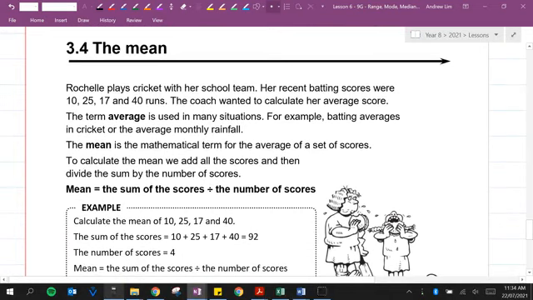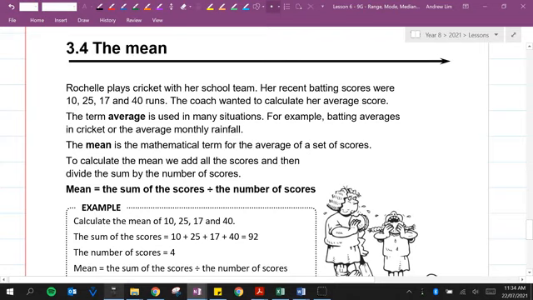Rochelle plays cricket with her school team. Her recent batting scores were 10, 25, 17, and 40 runs. The coach wanted to calculate her average score. The term average is used in many situations. For example, batting averages in cricket, or the average monthly rainfall.